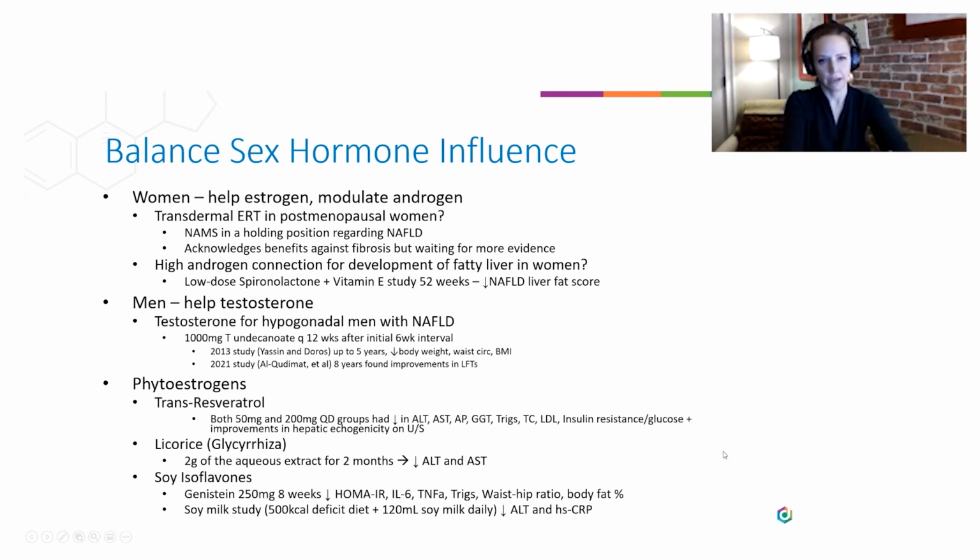For men, they tend to have low testosterone in the presentation of fatty liver. There have been a couple of really big, gorgeous long-term studies that have looked at testosterone replacement, the giant 1,000 milligram testosterone undecanoate studies where they give you a 12-week shot that lasts you 3 months. Really uncomfortable, but it can decrease a lot of the inputs like BMI, waist circumference, and improve liver function tests in patients with fatty liver. So really, really promising.